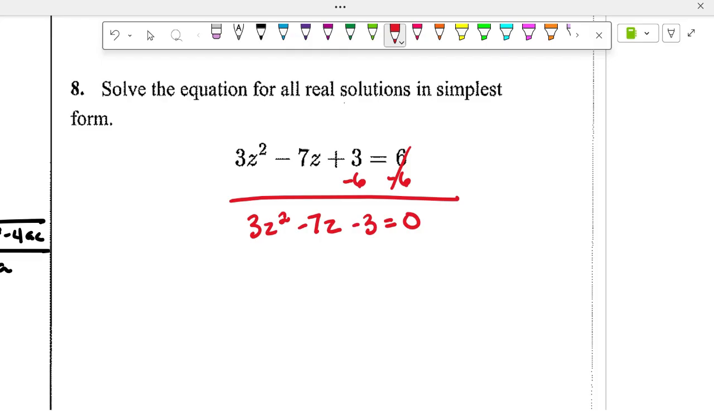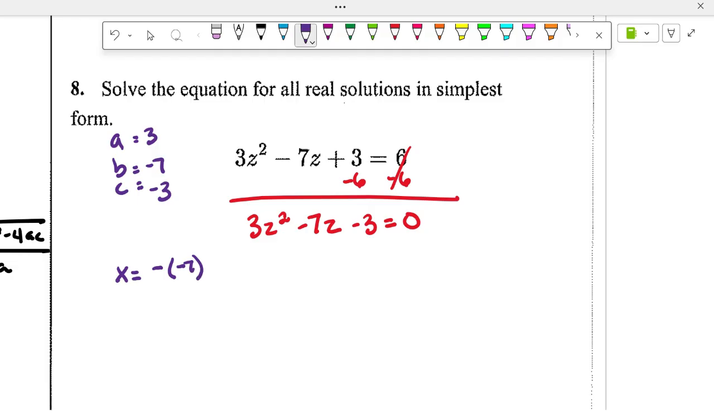All right. Now I got to where I can label A, B, C. So what's my A value? 3. B, C. Negative 3. Now I can put it in the formula. So I have x equals negative what? So a negative times what?